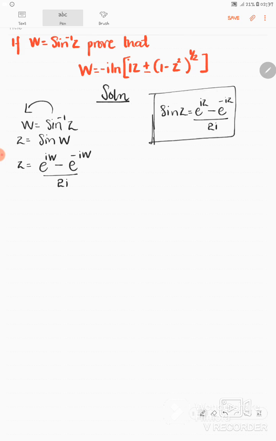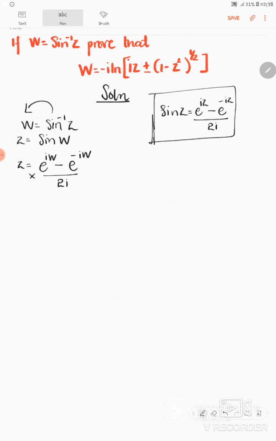So if we have something like sine t, it is going to be exponential it minus exponential minus it all over 2i. It's not just z, that is everything. You can replace the z with w. Okay, let's continue. We have already found this.